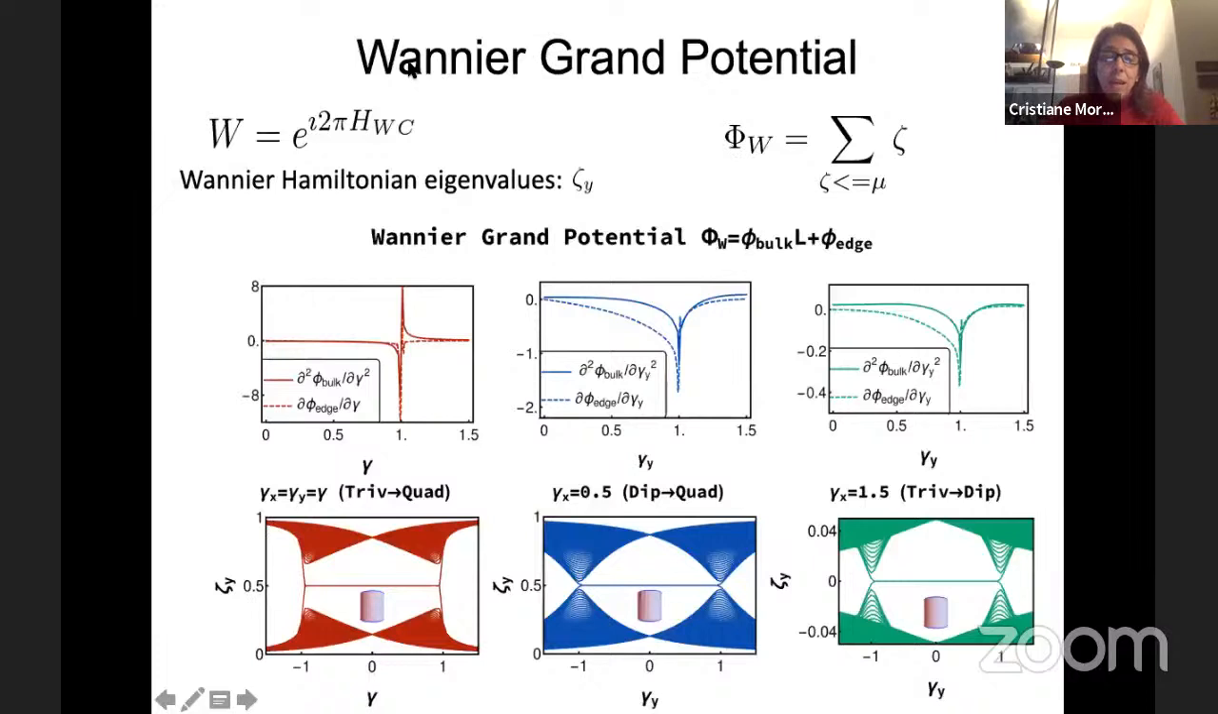So in that way, we are going to define something which is called a Wannier grand potential. If you take your Wilson loop, which is defined in terms of the Wannier Hamiltonian, and the Wannier Hamiltonian has eigenvalues, which are these Wannier centers, I can now define my Wannier grand potential in terms of the sum of these Wannier centers which are smaller or equal than mu, where mu is now this Wannier chemical potential.